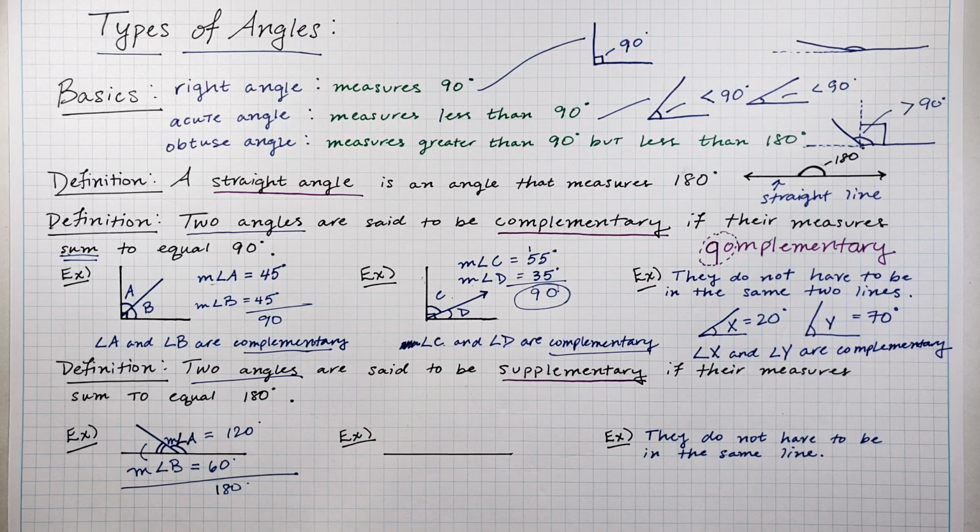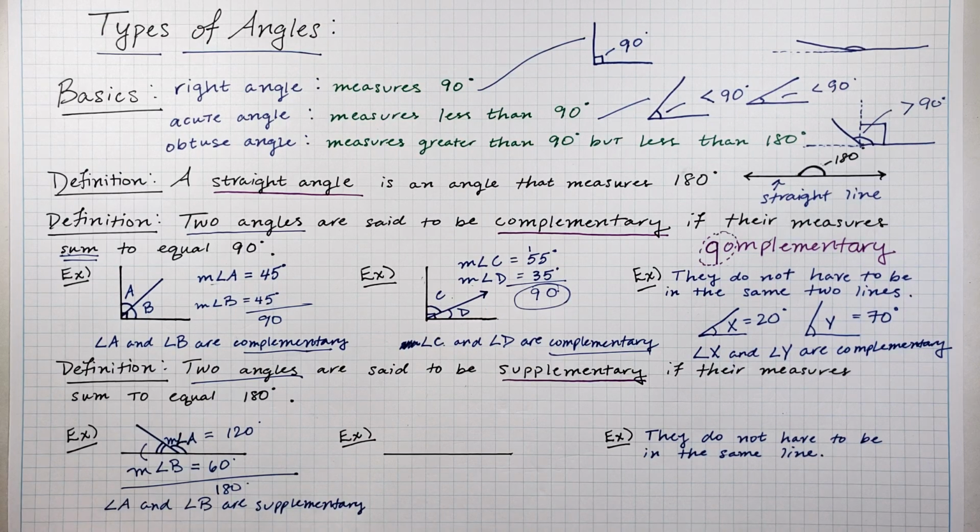So we can say angle A and angle B are supplementary because they add to be 180. All right, so just like complementary was just when two angles add to be 90, we say they're complementary. When two angles add to be 180, we say they're supplementary.